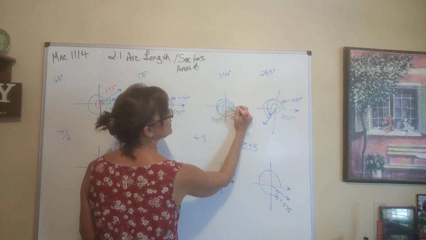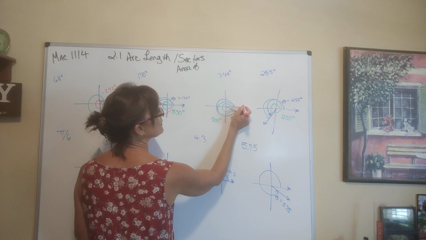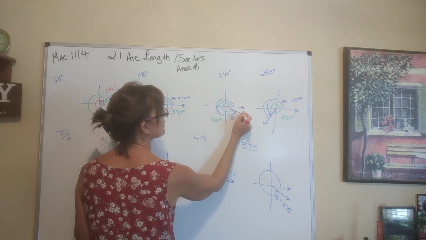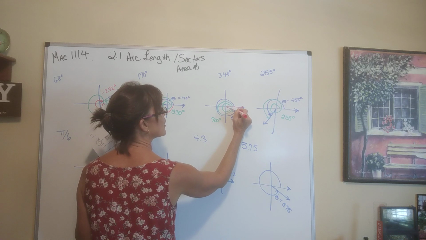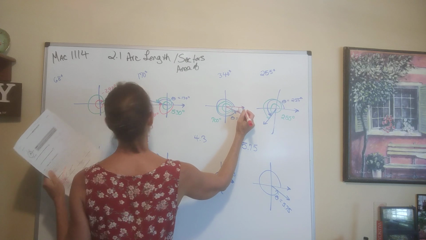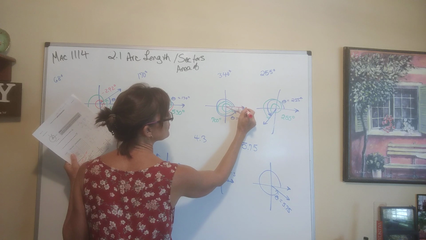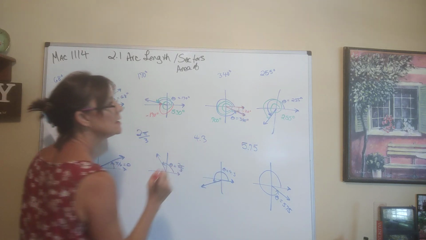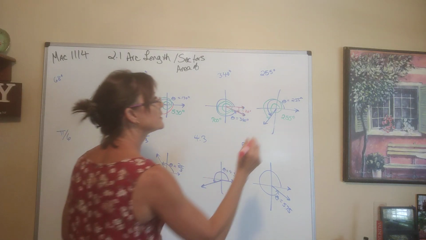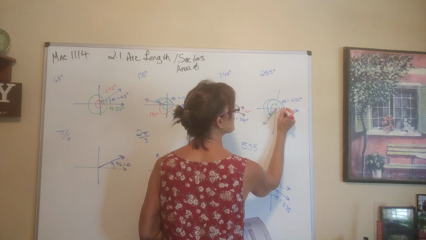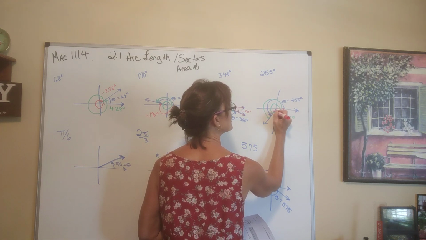If we start here with this initial side, and then we want to end up here, to find a negative one, we could go that direction, and that's going to be 340 minus 360, or negative 20 degrees. Let's find a coterminal angle. This is my initial side. This is my terminal side from here to here.